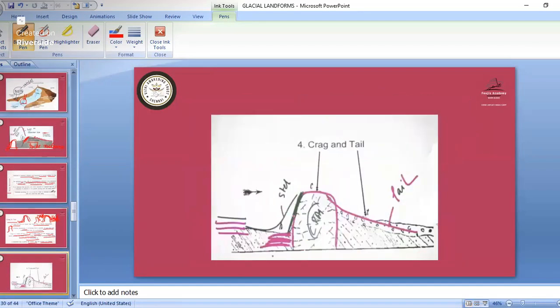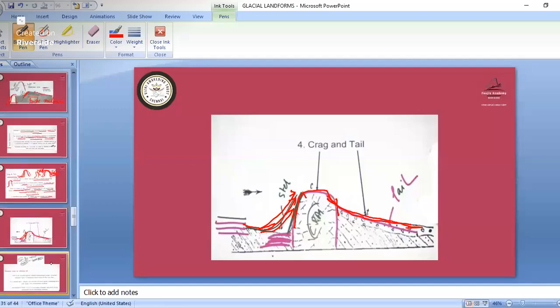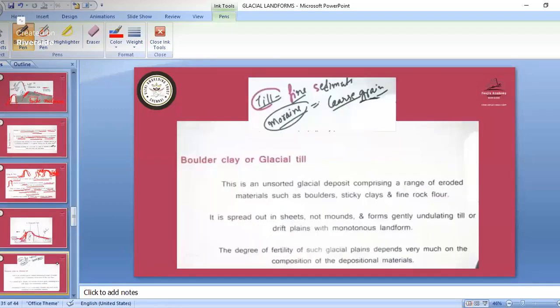Here in this particular part, you can see we have the steep side. Here the movement of the glacier is being reduced, slowly it is coming up, the movement of the glacier is going. So on the leeward side, there are not that many erosional activities. So here we have the formation of this gentle slope type, and that part is the tail, and this mound type will be known as the crag. So this is about the crag and the tail.